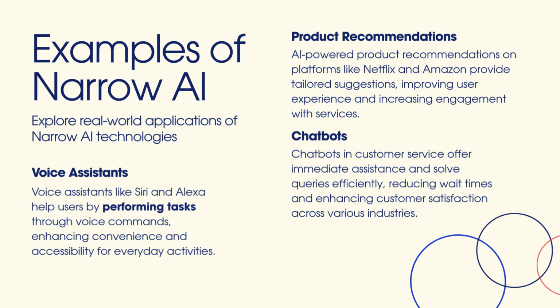Second, product recommendation systems. Platforms like Netflix and Amazon analyze user behavior and suggest movies or products based on past activity. This improves user experience and keeps people engaged. Third, customer service chatbots. These chatbots provide instant responses to common questions. They reduce waiting time and improve customer satisfaction across many industries. All these systems are intelligent in one focused area. They perform specific tasks very well, and that is why they are called narrow artificial intelligence.